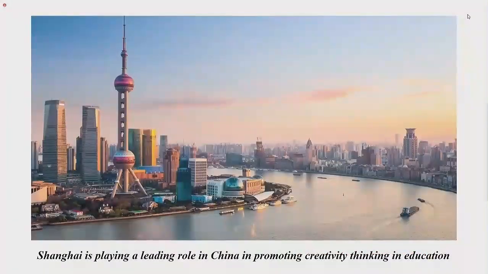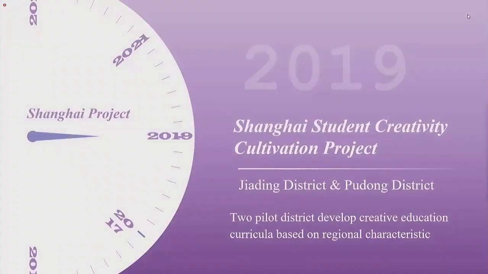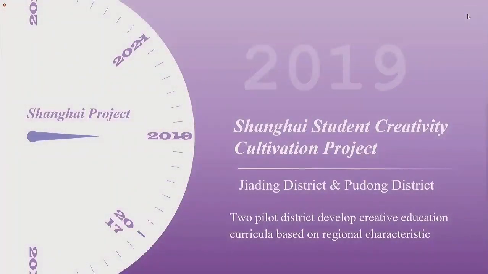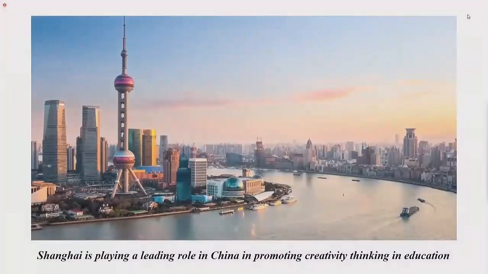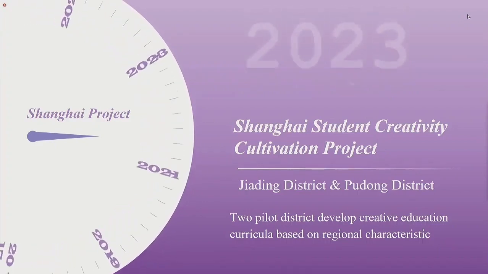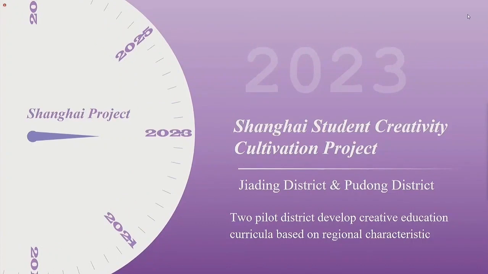In this aspect, a Chinese city named Shanghai, which is an international and developed city, also called the Paris of the East, is playing a leading role in promoting creative thinking in education. Back in 2019, the Shanghai Student Creativity Cultivation Project was launched, and two districts of Shanghai named Jiading and Pudong were chosen as the two pilot districts to develop creative education curricula based on their original characteristics, as Bill just mentioned, Jiading. Now four years have passed, and it's a good time for us to briefly summarize what we have done and see how we can do better.